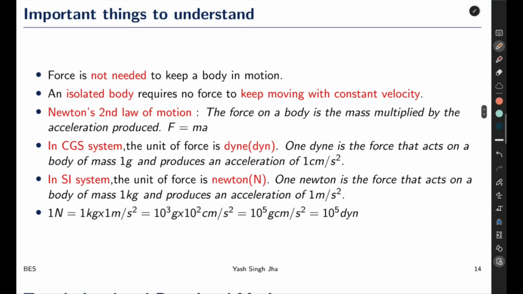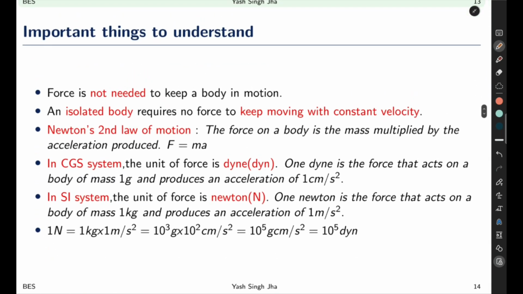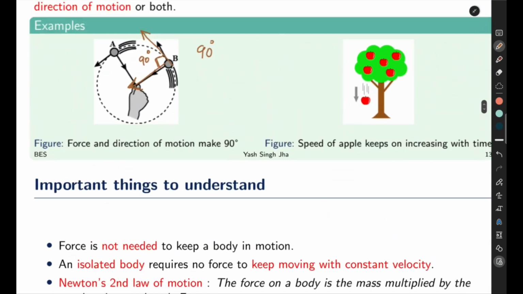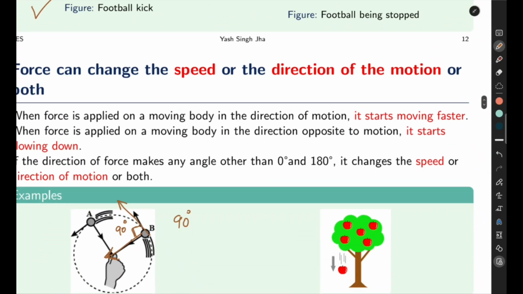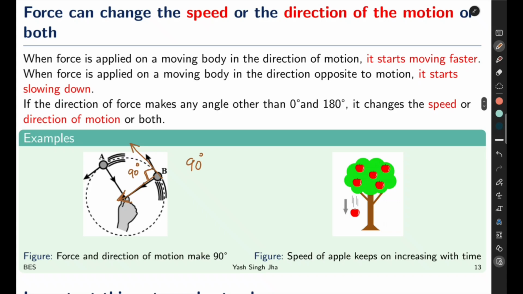So what does a force do? It can either make an object move or can stop a moving object. It can change the dimension of some non-rigid body, or it can change the speed or direction of motion or both.